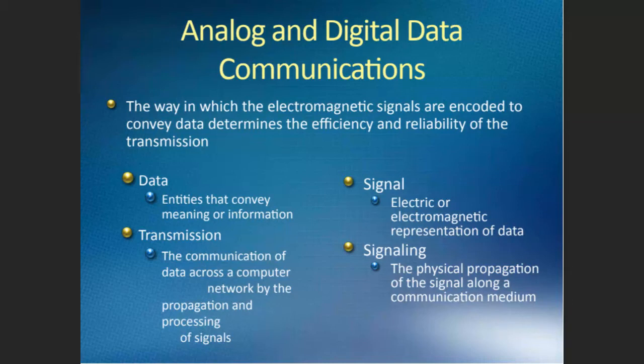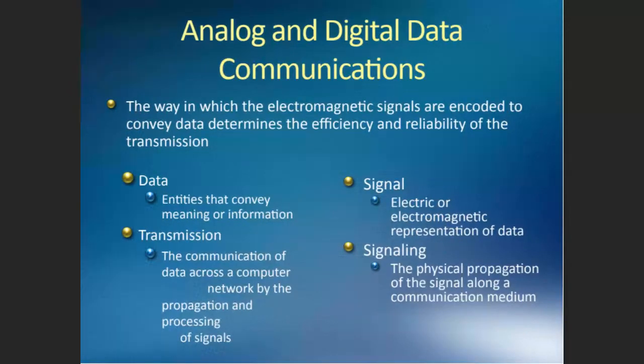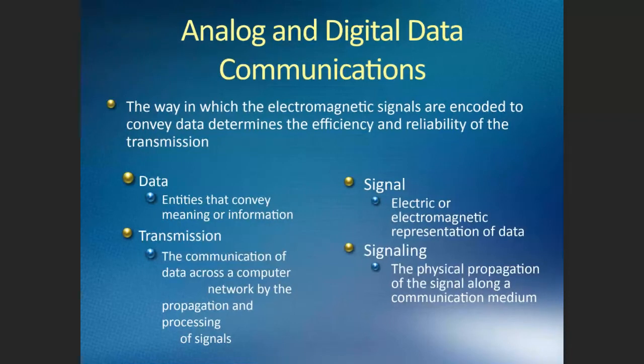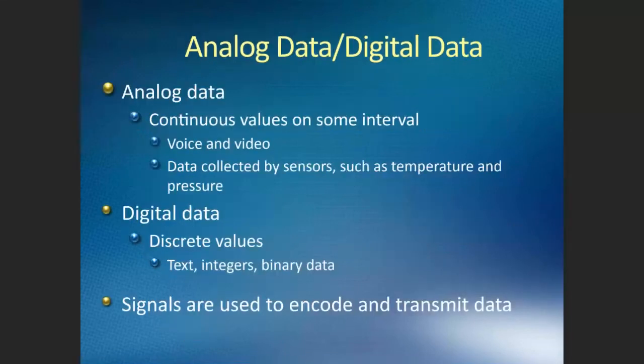Signaling is the physical propagation of the signal along a communication medium. How it is traveling on the medium itself. I put the signal on the transmission line. It is signaling that controls its traveling in the medium, or propagation in the medium. So please try to understand the concept.